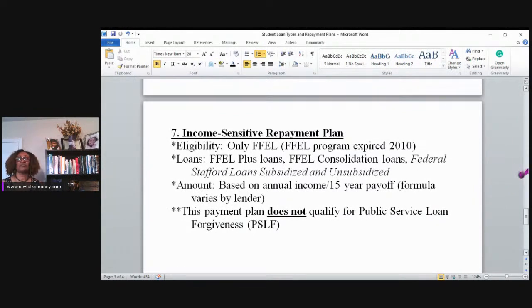So typically, loans 10 and under do not qualify. And then, of course, this one, because it was managed by the banks, does not qualify. But typically, loans over 10 years will qualify for the public service loan forgiveness program.